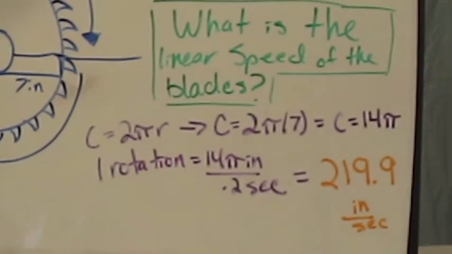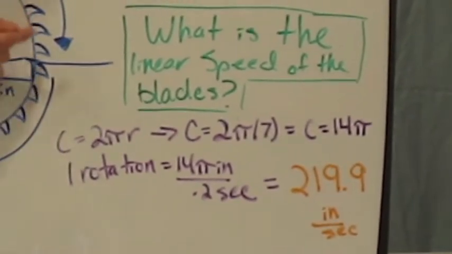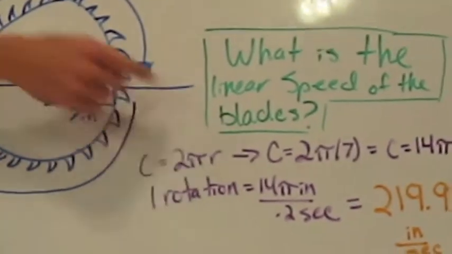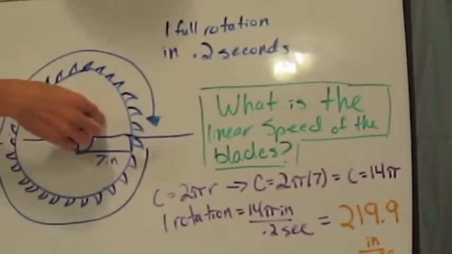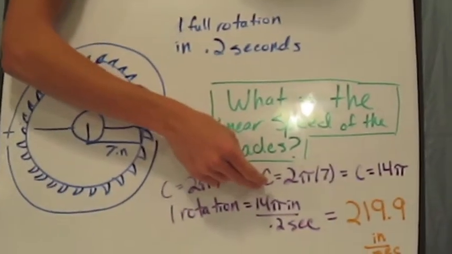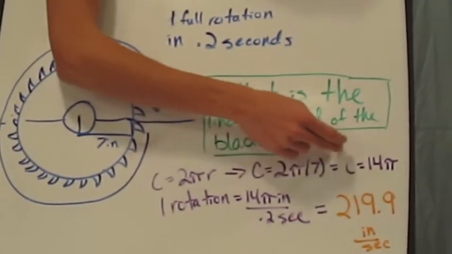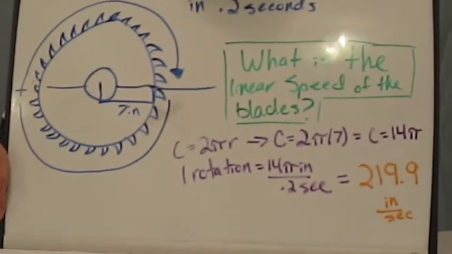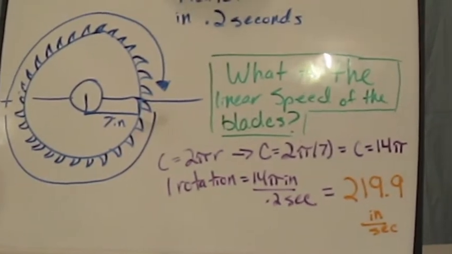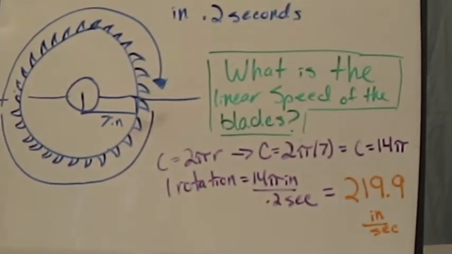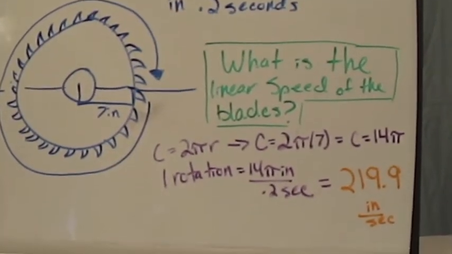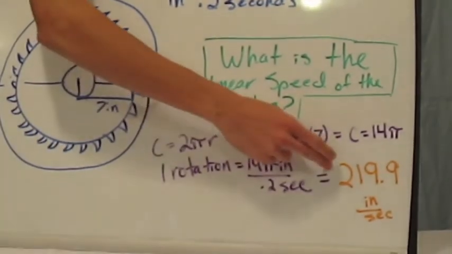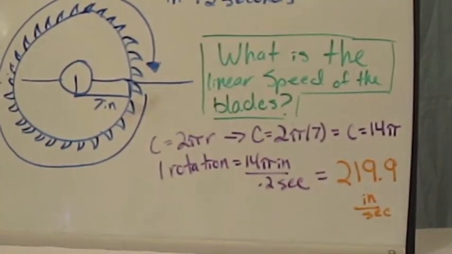So we know that the circumference of this entire thing equals 2 pi times radius, which means since our radius is 7 inches, we now have the formula c equals 2 pi times 7, which can be simplified to c equals 14 pi. Now, we know one rotation is 14 pi inches per 0.2 seconds. And when we do all the math there, we get 219.9 inches per second is how fast this is moving.